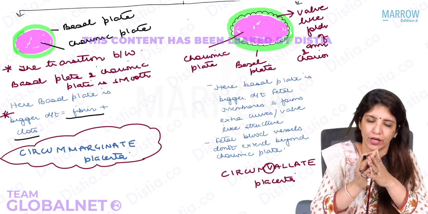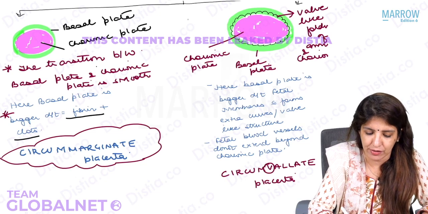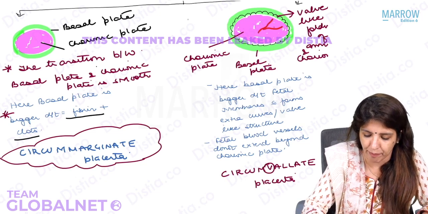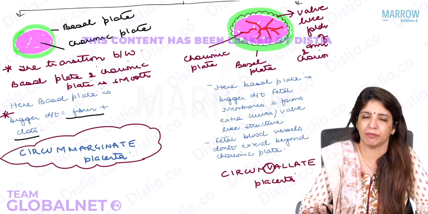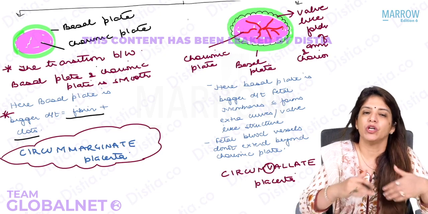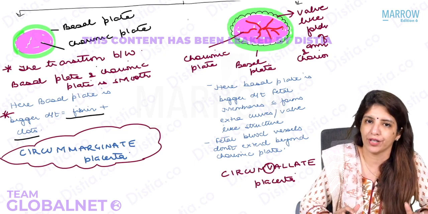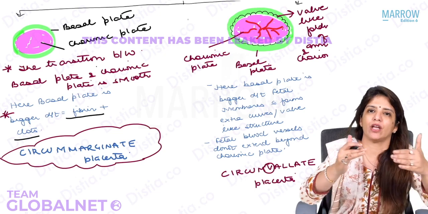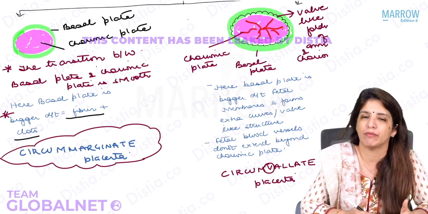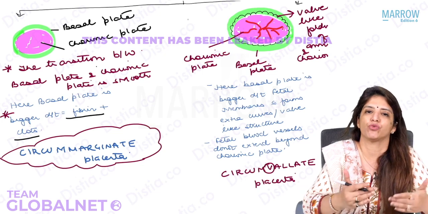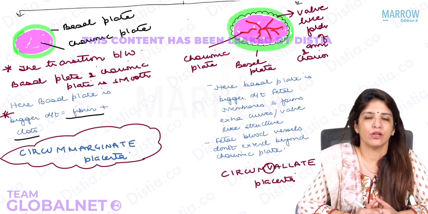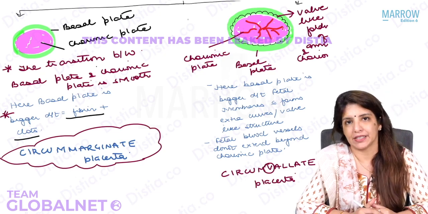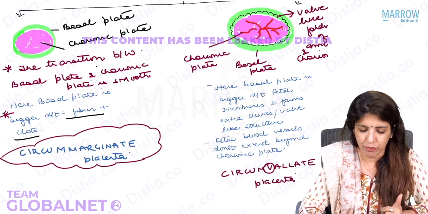And fetal blood vessels will be seen only up till this valve-like folding. They are not going to extend beyond the chorionic plate. Beyond the chorionic plate there will be valve-like folding of amnion and chorion, and then you are going to get the basal plate. Such a placenta is called a circumvallate placenta, right?